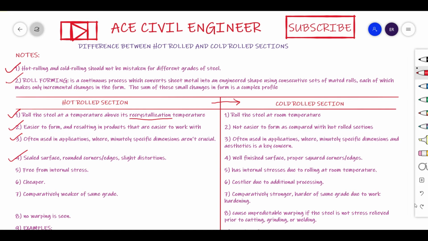So that will help us get perfect square edges, and this looks very aesthetically good, and small, minute, specific dimensions can also be attained very happily with these cold roll sections. Now, one major thing you need to understand here is that performing a hot roll section is very cheap, whereas a cold roll section is a bit costlier, because we have to perform additional processing compared to hot roll sections.